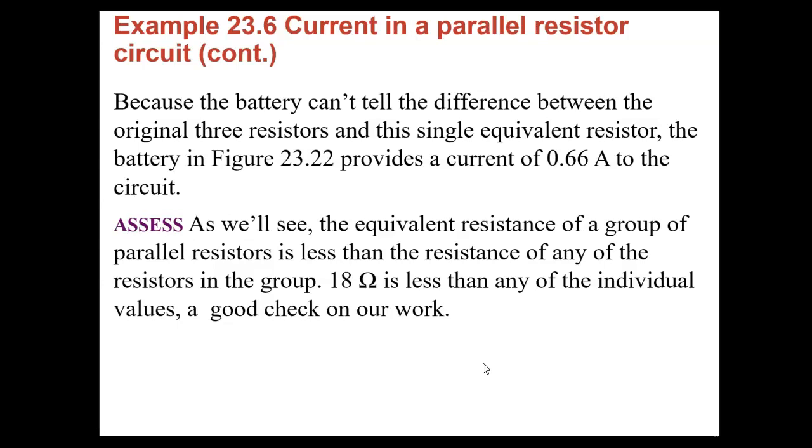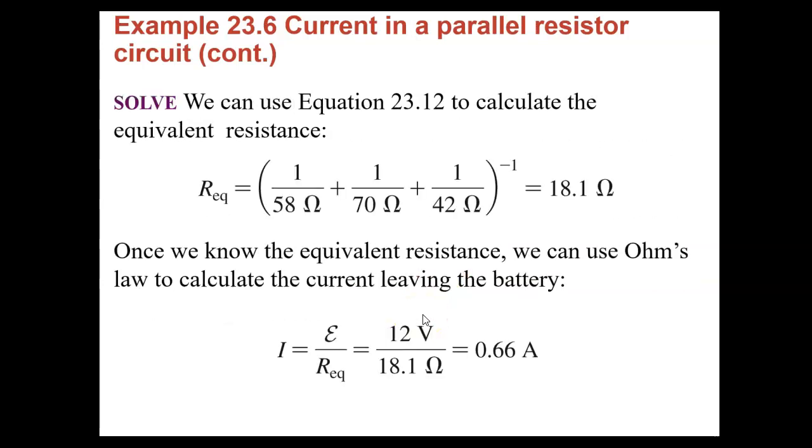Okay. The equivalent resistance of this is a lot less than if we had these in series. If we had these in series, that's 170 something ohms of resistance. Which means that if you have an equivalent resistance, it drops the resistance, which means you'll have more current in there.